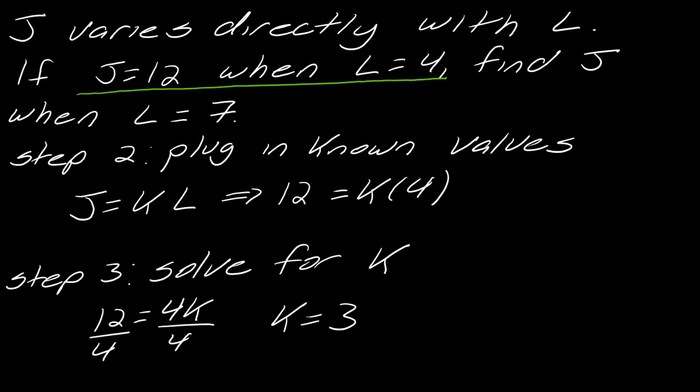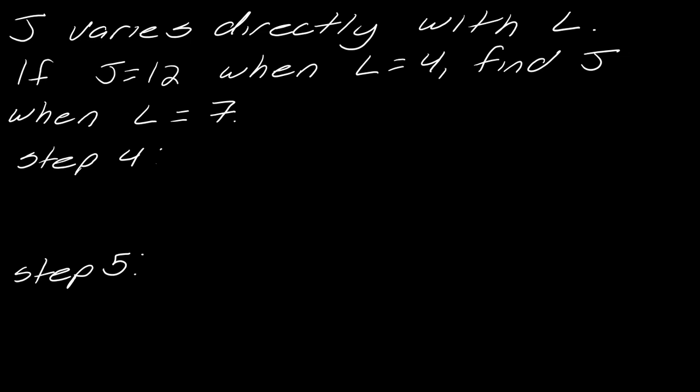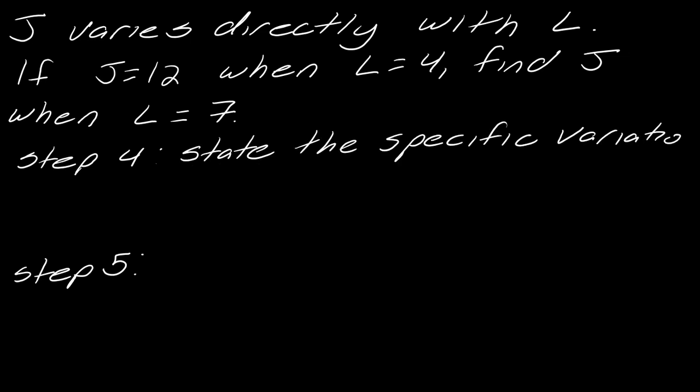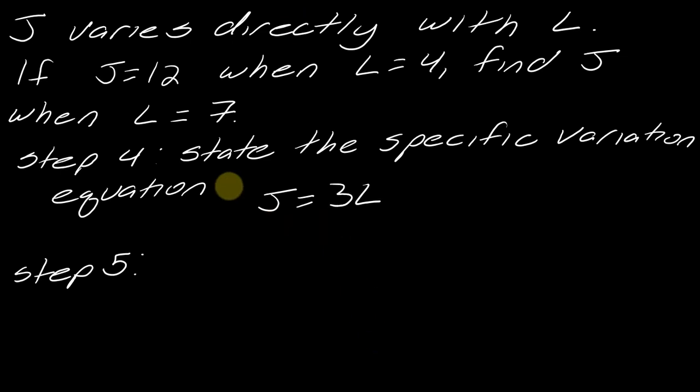Okay, so if you're told to solve for K, this step is kind of assumed. You can't solve for K unless you plug in the known values. So that's that part. Moving on. Now what you want to do is restate what we call the specific variation equation. Now that I've solved for K, I can just rewrite this as J equals 3L. So now this is the new equation that I want to work with.